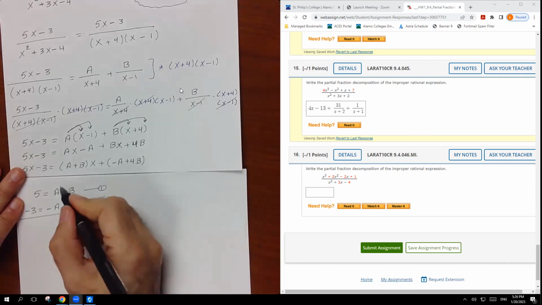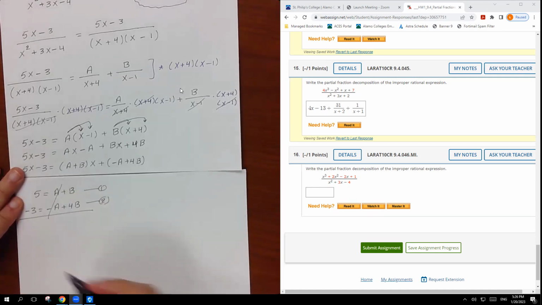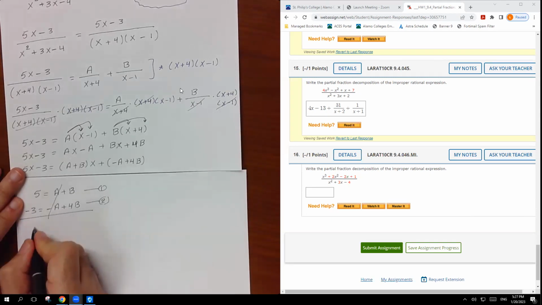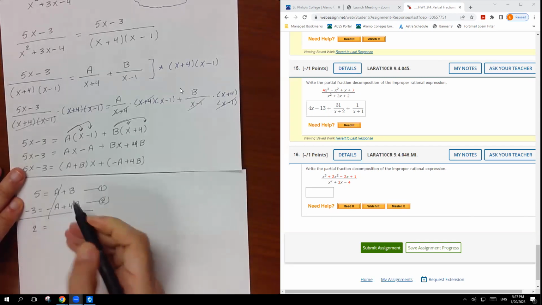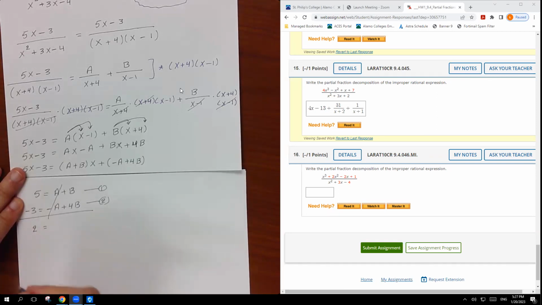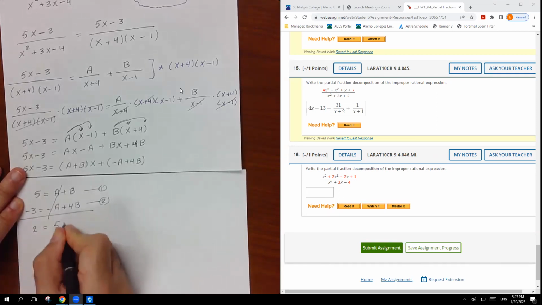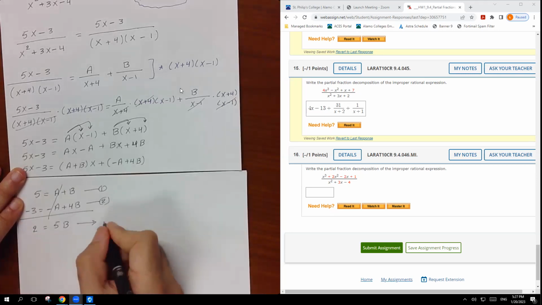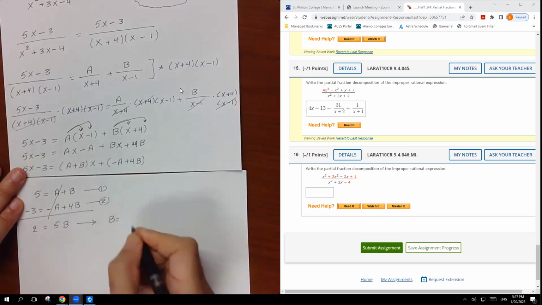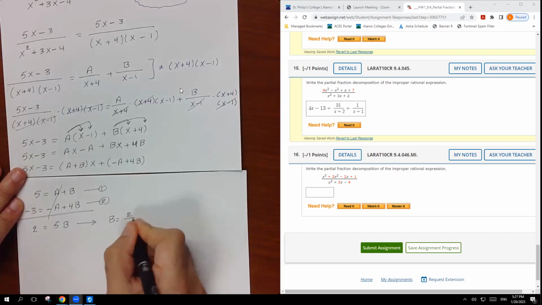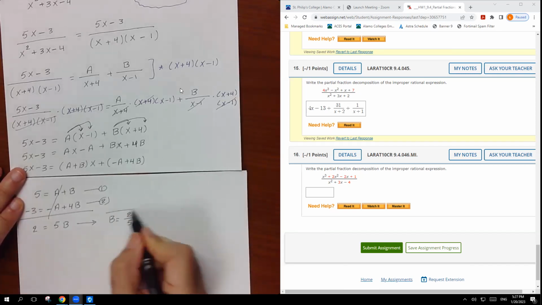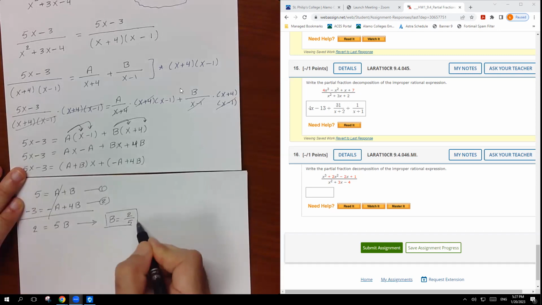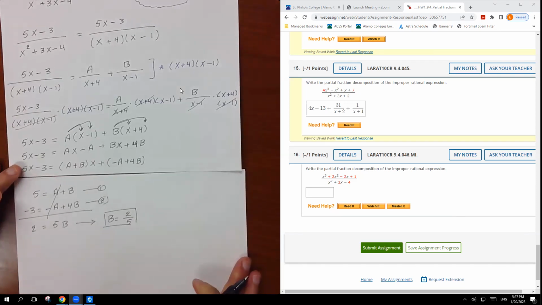By elimination, we're going to cancel these because they have different signs. 5 minus 3 is going to be 2, equal to 1 plus 4, which is 5b. That means divide both sides by 5. So b is going to be equal to 2 over 5. So this is the value of b.